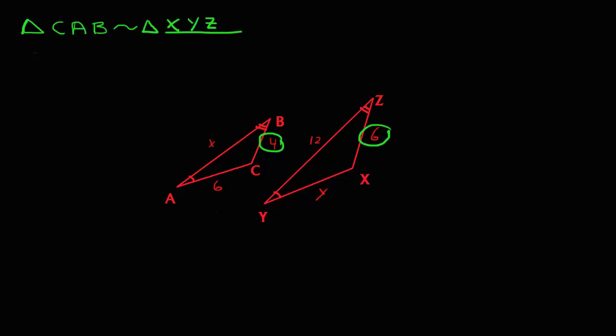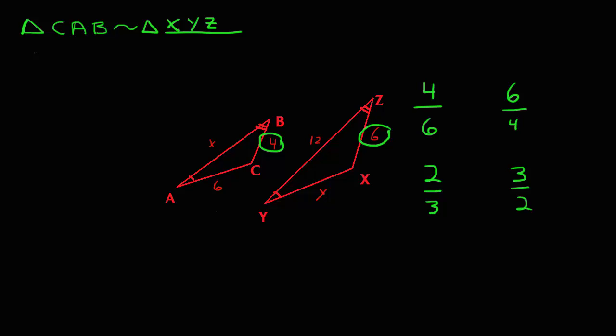I can write this scale factor in at least 4 different ways. I can write it as the small triangle to the large triangle, 4 to 6. I could write 4 to 6 in the lowest terms of 2 to 3. However, there's no reason why I couldn't go from the large triangle to the small triangle. My scale factor could also be written as 6 over 4, or in lowest terms as 3 over 2. Any of those four scale factors will be correct, and any of those four scale factors will also be usable in finding the missing side lengths that we're about to find next.